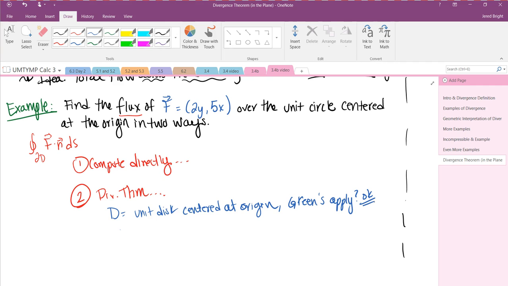So our assumptions are met, and all we have to do is the double integral over D of the divergence dA. If we actually compute this, when you look at the vector field and do the partials, you get 0. So we're just going to say that the flux here is 0. And you would confirm that the other way using direct computation.